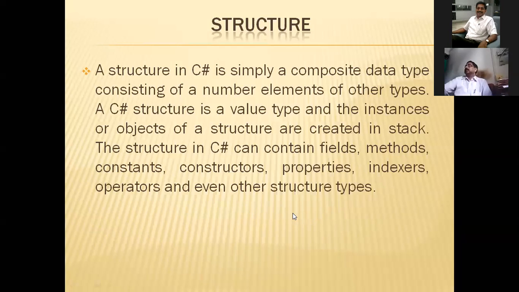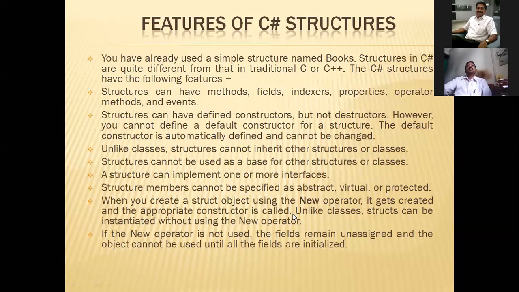Okay, next. What are the features of C# structures? You have already used a simple structure named books. For example, we have used a book that has the title, the author name, book ID, and the subject. So structures in C# are quite different from the traditional C or C++. The C# structure has the following features.